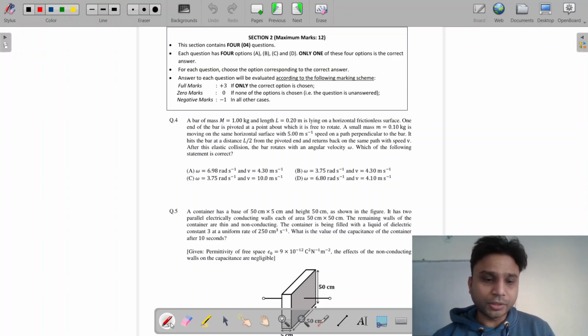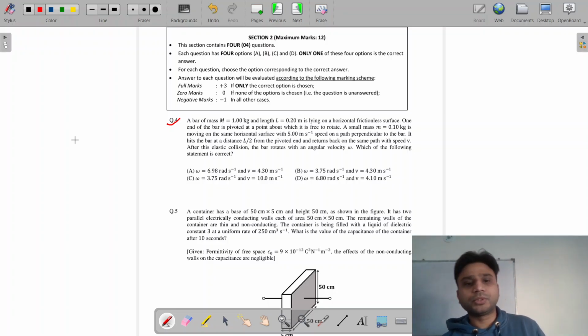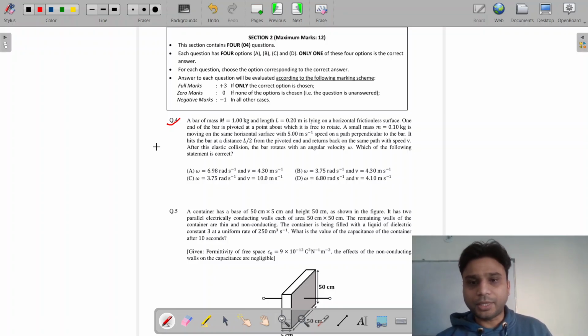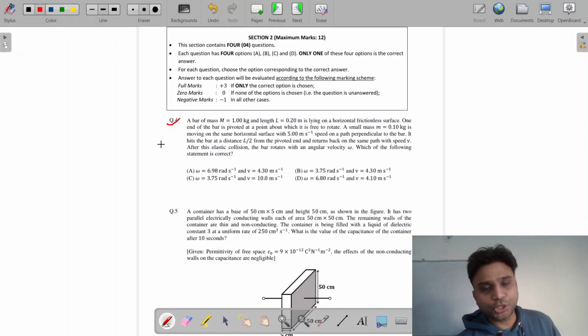We are going to discuss question number 4 in JEE 2023 Physics Paper 1. Okay, so basically we have a bar. That bar has a mass of 1 kg.